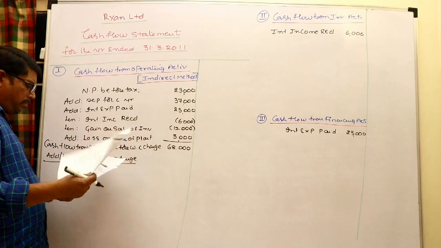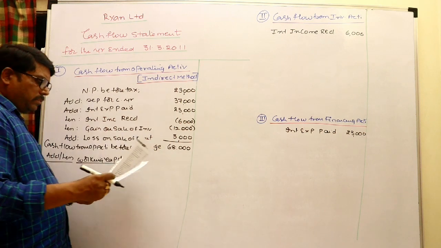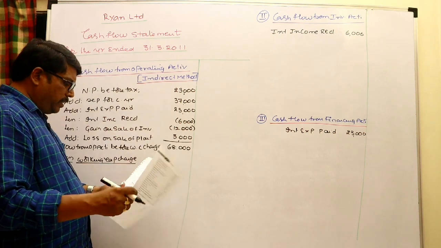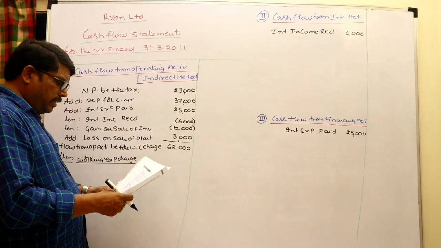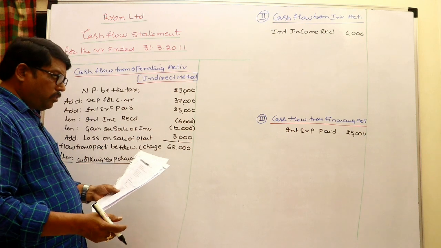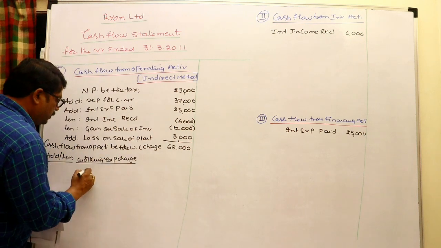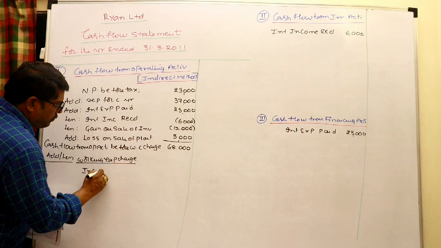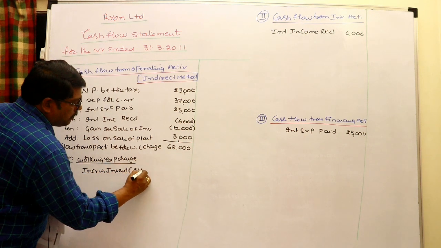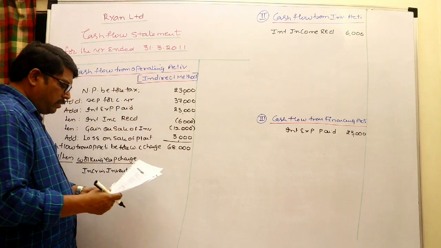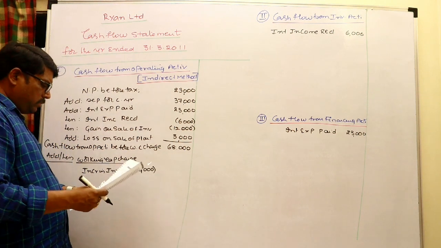Add or less working capital change. You can check each and every current asset as well as current liability. Check first of all current assets. Inventory increased by 34. The increase in inventory is an outflow. That is an outflow of 34,000.